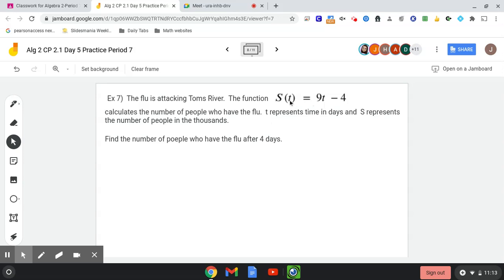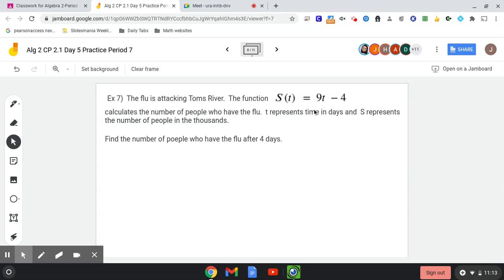So that means when you plug a number in for T, like 2, that means 2 days, how many people have the flu. So you plug in the number of days and the function spits out the number of people that have the flu. S represents the number of people in thousands. So guys, when the number comes out of the function, you have to interpret that as a number in the thousands.